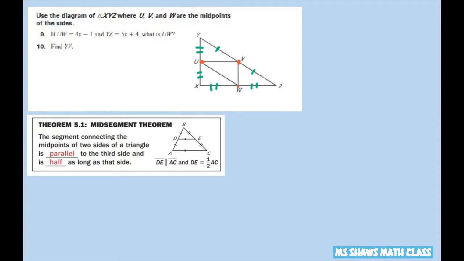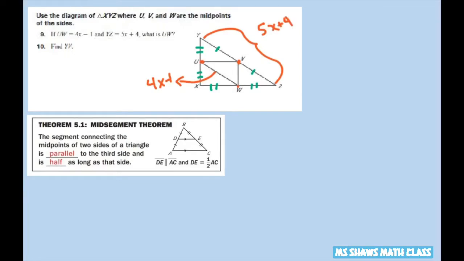So what we want to do is, well, let's just go and look at number 9 first. For number 9, it says UW is 4x minus 1, and YZ equals 5x plus 4.